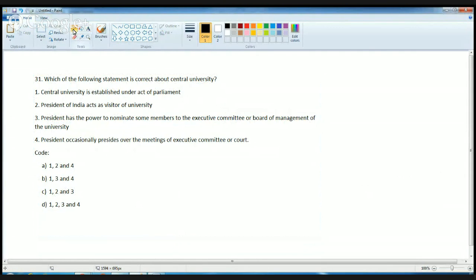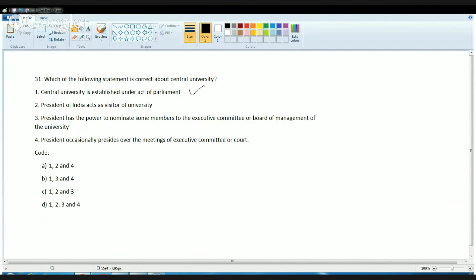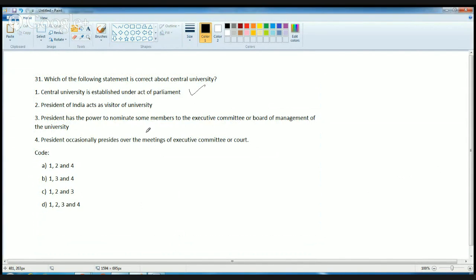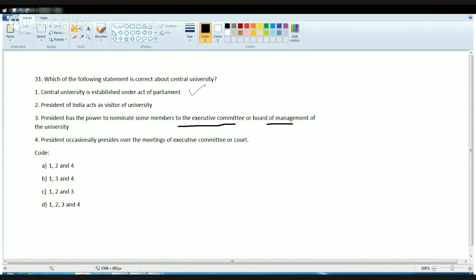The next statement talks about President of India as a visitor of the university. So it's very important to note that President of India is a visitor to all central universities in India. He has the power to nominate the members to the Executive Council, Executive Committee and Board of Management of all the central universities. Besides this, President has some other powers.